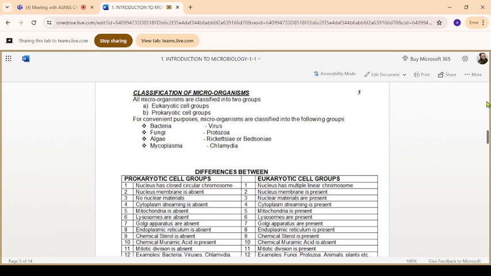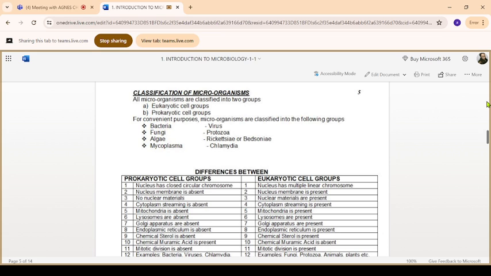In prokaryotic cells, we always have a nucleus that is enclosed in a circular chromosome, while eukaryotic cells have a nucleus that is multiple and linear. In prokaryotic cells also, the nucleus membrane is absent, while in eukaryotic cells, the nucleus membrane is present. So maybe for clarification, you can write the differences as we explain so that you will be able to read on your own. So kindly note down as I explain the points.